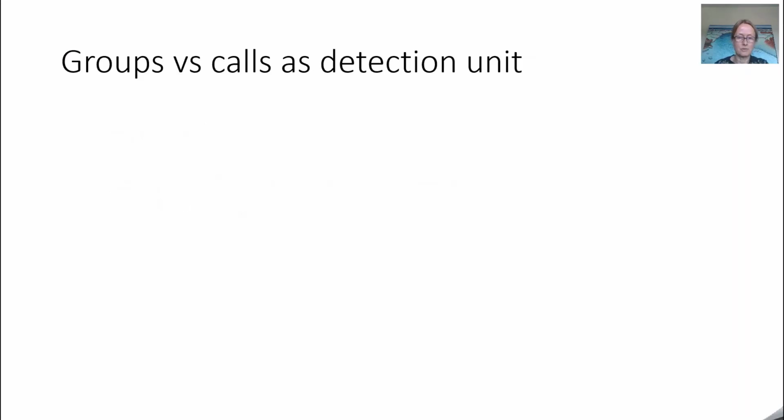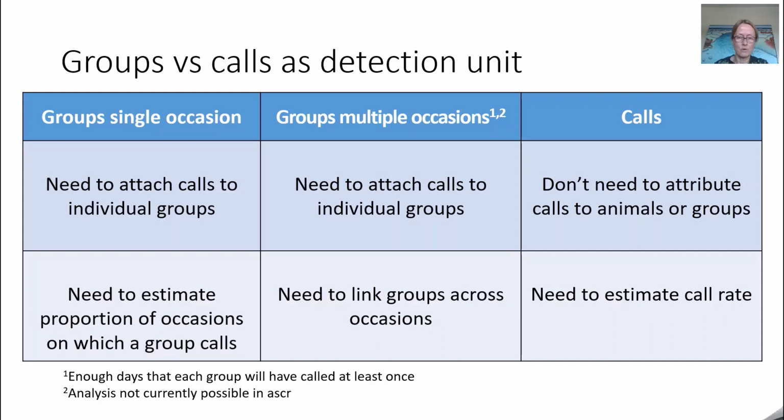This leads us to the question, should we use animals or calls as the detection unit? Well, for gibbons, it would be very hard to use individual animals, so animal groups with distinct territories are generally the choice over individual animals. However, you still have to make a choice between groups versus calls as the detection unit. So this table lists some of the things you need to consider in your choice.